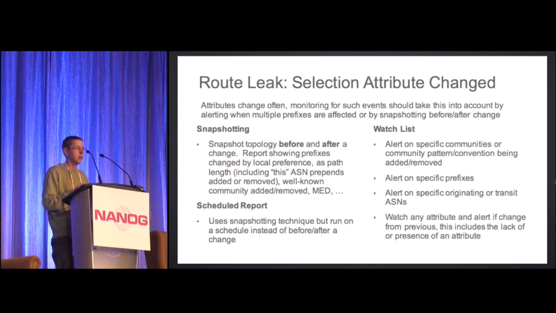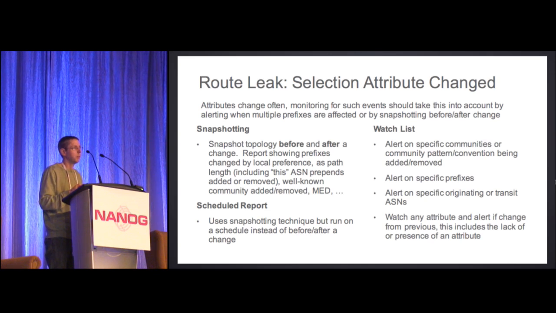We can do standard snapshotting, so you can snapshot at any time the routing tables with all the attributes, and then you can do a very simple diff, and it can tell you if there's any significant changes with that. Same thing for scheduled reporting. You can do this interval-based. You can take snapshots every once in a while and alert if there's a problem with that.